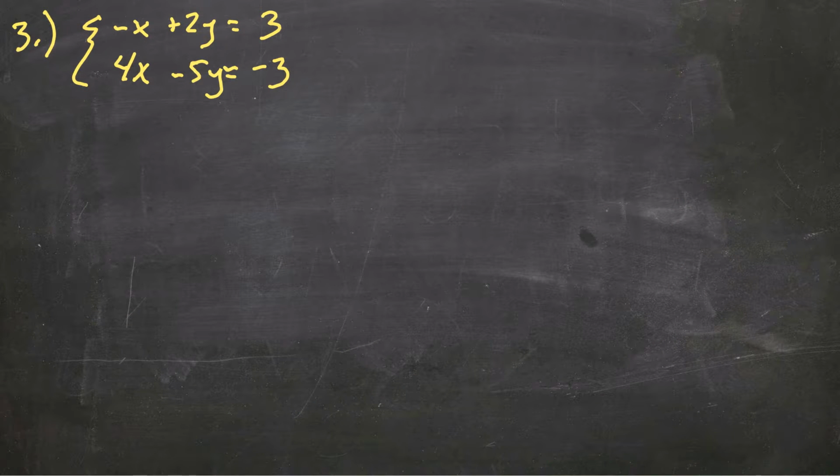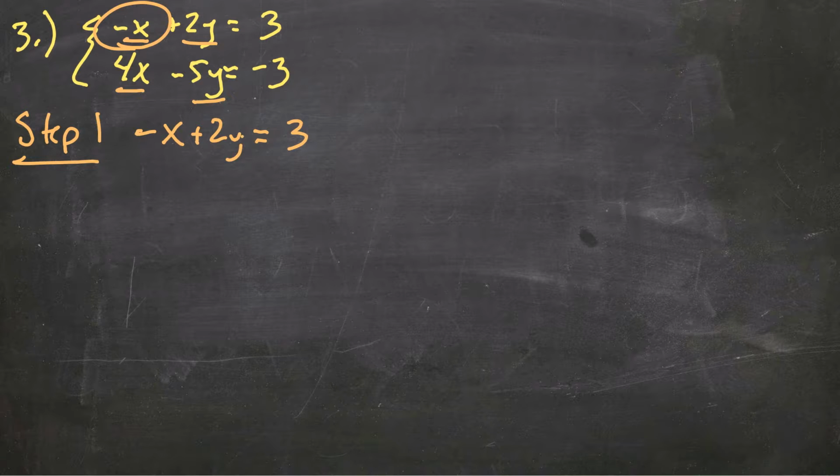Alright, number 3. Same thing we're going to do as we've done every single time, is I'm going to look at all 4 of these letters. I have 4x, minus 5y, 2y, and negative x. Negative x is the only one without a number in front. So even though it's got a negative sign, I'm still going to pick that as my most simple of the 4. So step 1, I'm going to write minus x plus 2y equals 3.